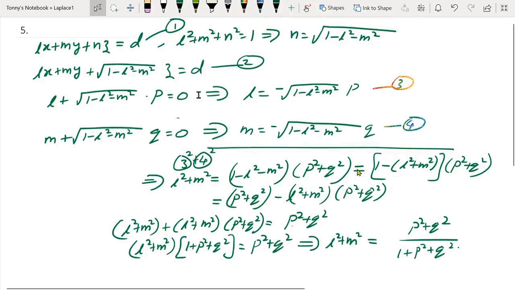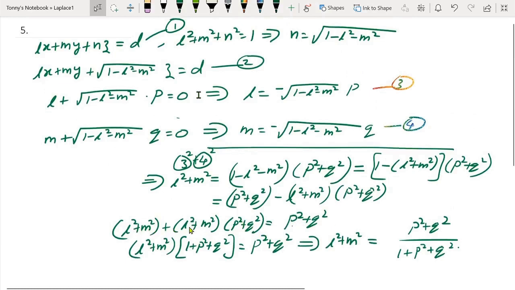So this becomes 1 into p square plus q square is p square plus q square minus L square plus m square into p square plus q square. Then we take this term to LHS. So the left hand side becomes L square plus m square plus L square plus m square into p square plus q square equal to p square plus q square.